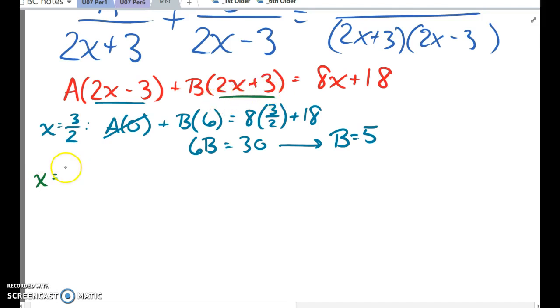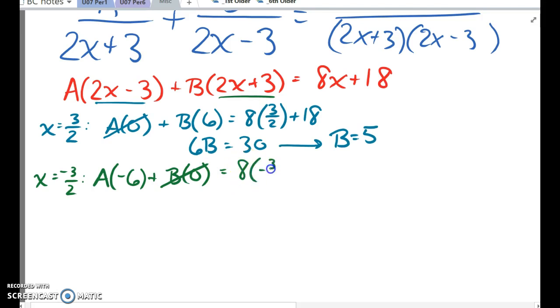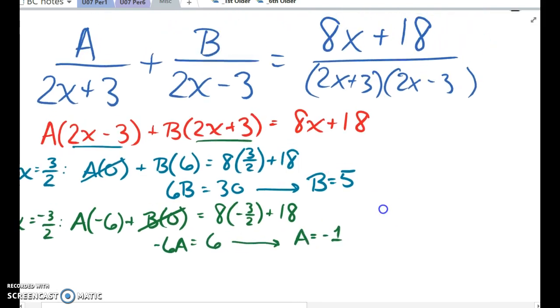For the second piece to equal 0, I'm going to substitute x equals negative 3/2. So A, that's negative 3 minus 3 is a negative 6. The B term becomes 0. That was the whole point of plugging in that x. 8 times negative 3/2 plus 18. So I have negative 6A, and then that's negative 12 plus 18, 6. So A is negative 1.